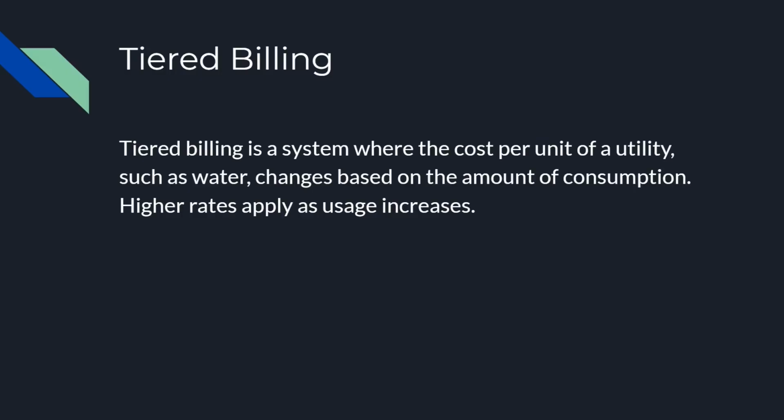Let's talk about what a tiered billing system is. In this system, the cost per unit changes based on the amount used. Typically, the first few units are charged at a lower rate, while additional units are charged at higher rates. This encourages conservation and helps manage the demand for finite resources such as water. Sometimes you may find it in utilities such as electricity and gas as well.